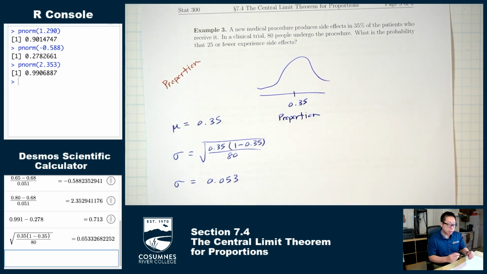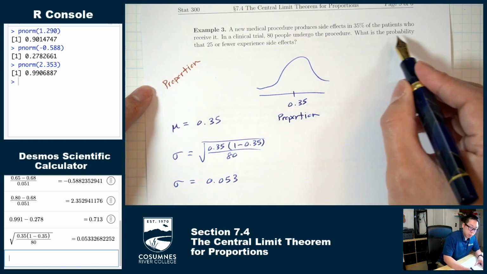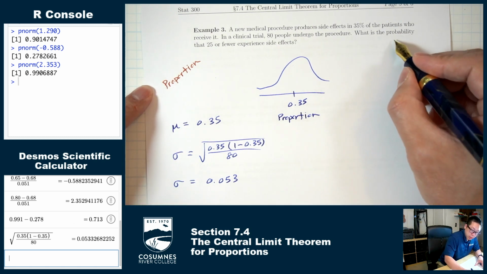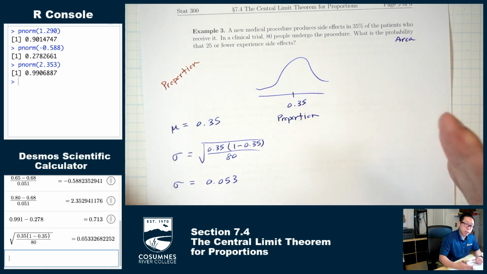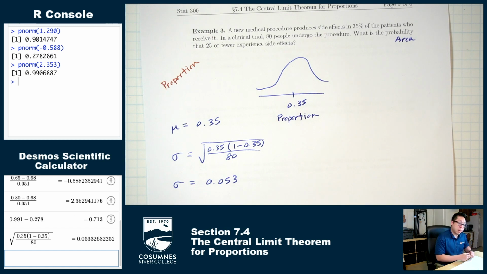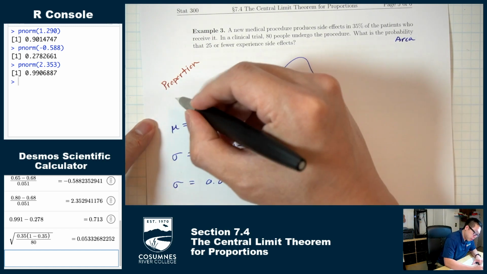And then we have to decide, is this x to area or area to x, and then decide whether this is shaded to the left or shaded to the right, or shaded between. The question says, what is the probability? Probability means area. What is the area? So I want area as the final answer. This would have to be an x to area question because I want to end up with area at the end.